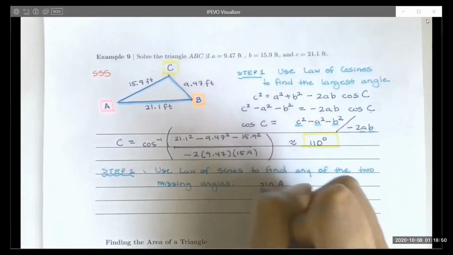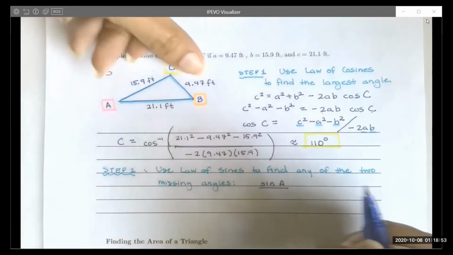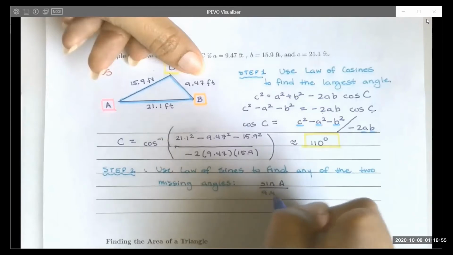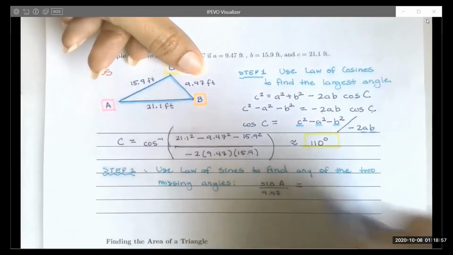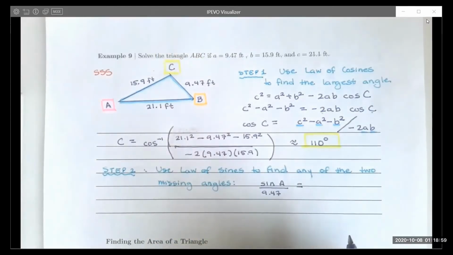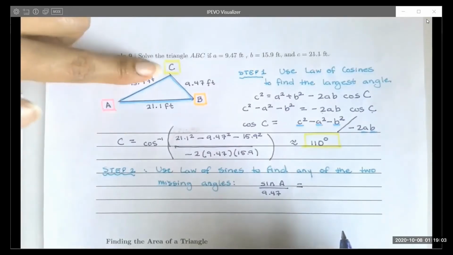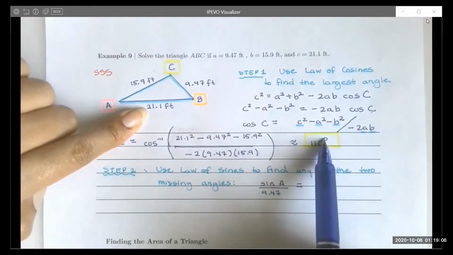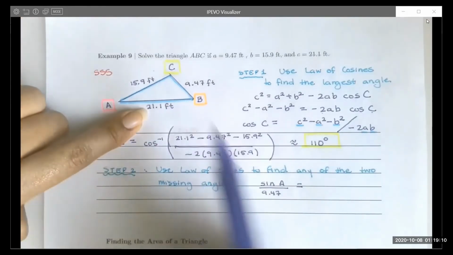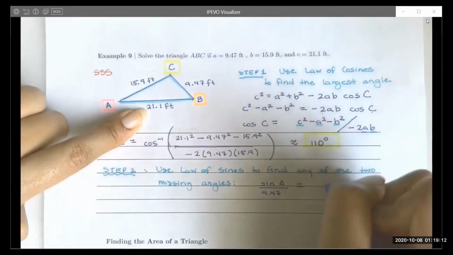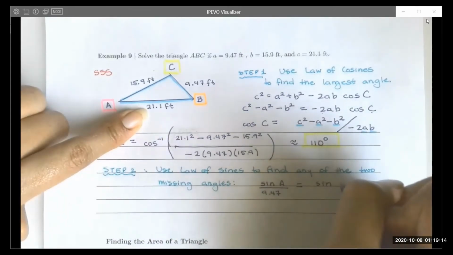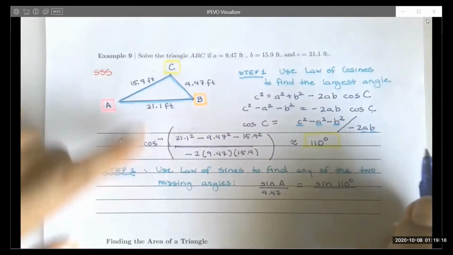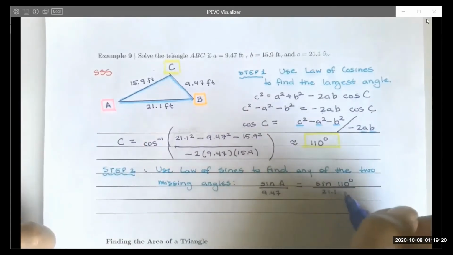Okay, I'll have sine of angle A over side A, which is 9.47, is equal to the only angle and side pair that I can use right now, which is angle C and side C, because that's the angle that I know, right? I don't know A and I don't know B. So I'm just going to use sine of angle C, which is 110 over side C, which is 21.1 feet.